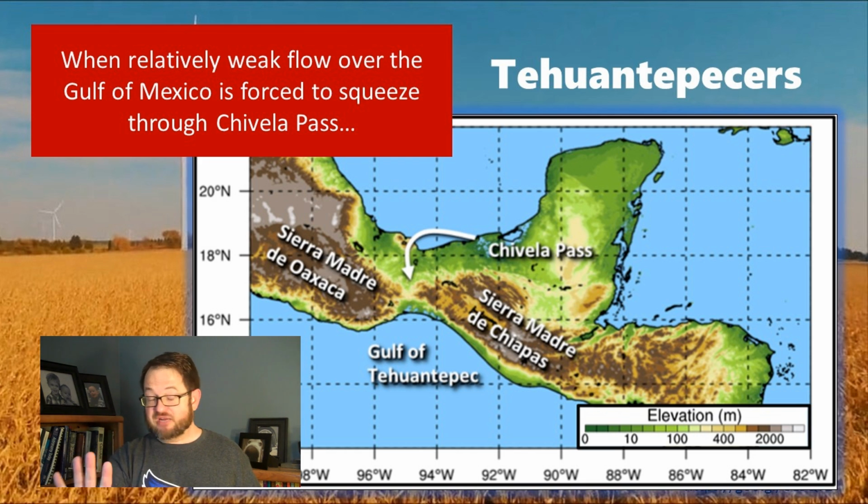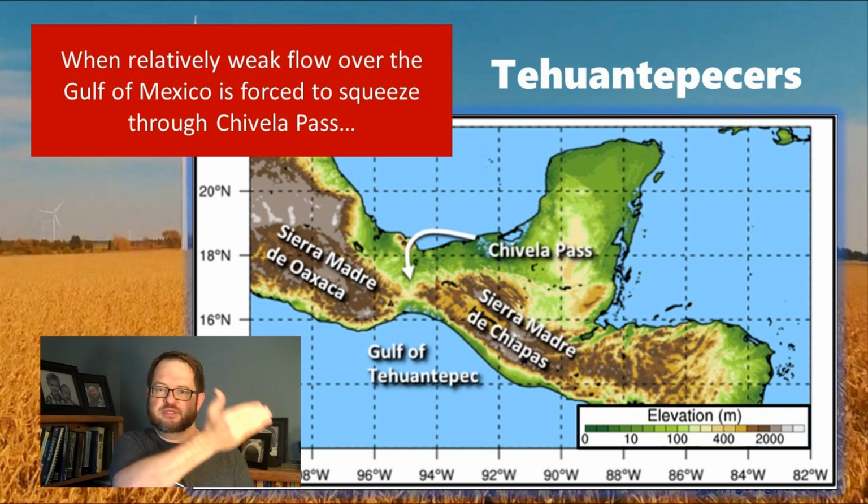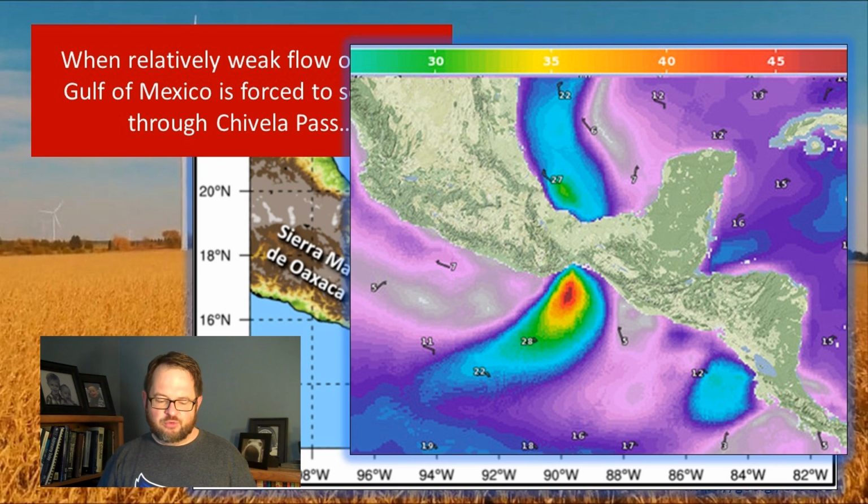Now, it depends entirely on the stability, or another way to say it is the Froude number. A lot of times the flow will just go happily over the mountains and we don't get this. But if the air is relatively stable and it can't get over the Sierra Madre Mountains, it'll have to squeeze through that narrow Chivela Pass. And you'll get a rip-roaring wind coming through that Chivela Pass.